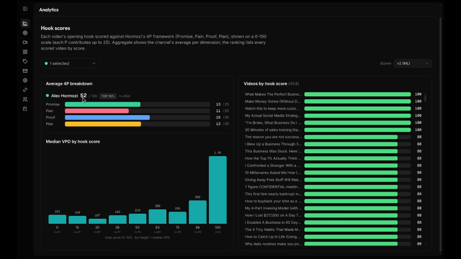So now that we have Hormozi's entire long-form catalog scored, let's dive in and see what it looks like. So if we look at the 4P scoring model here, and if we say that the maximum score you can achieve is 100 and the minimum is 0, Alex scores on average about a 52 across his entire long-form catalog.